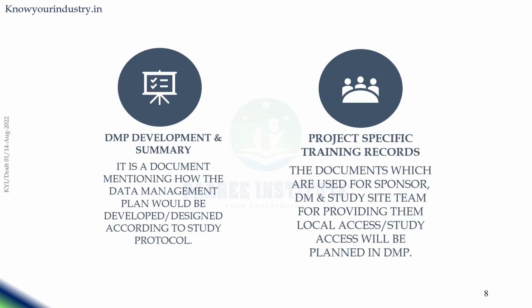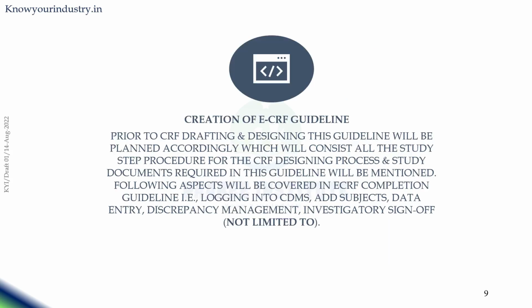So let us see what DMP development and summary is. It is a document mentioning how the data management plan would be developed and designed according to the study protocol, and project-specific training records. These documents are used for sponsors, the data management team, the study team as well as the site team, for providing them local access or study access, which will be planned in the data management.